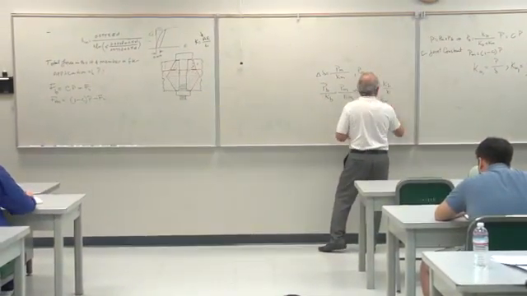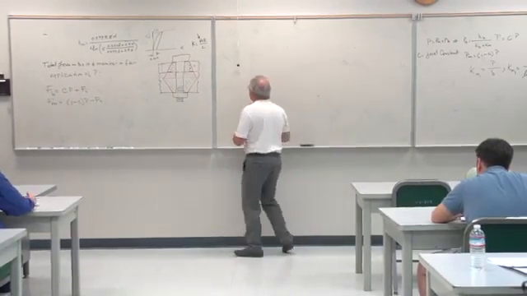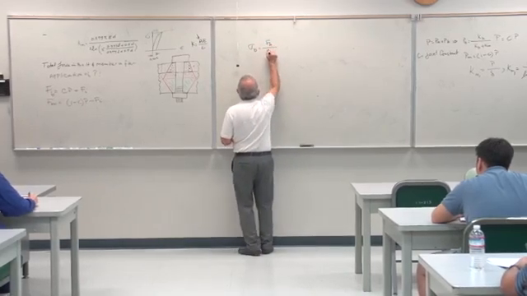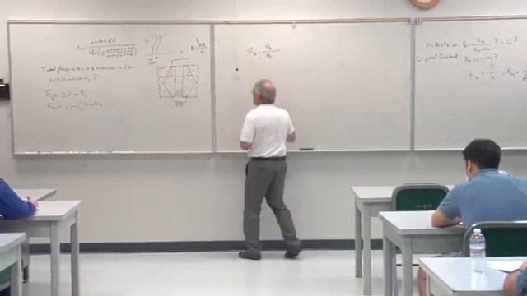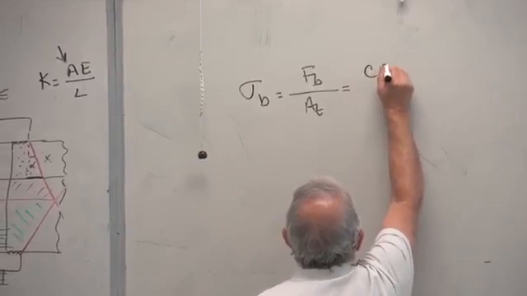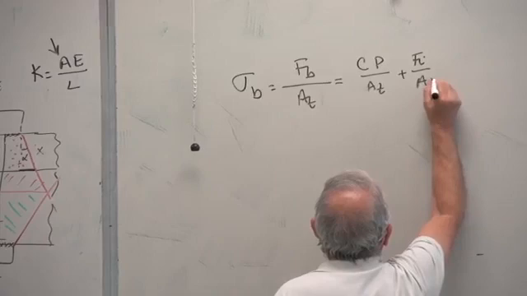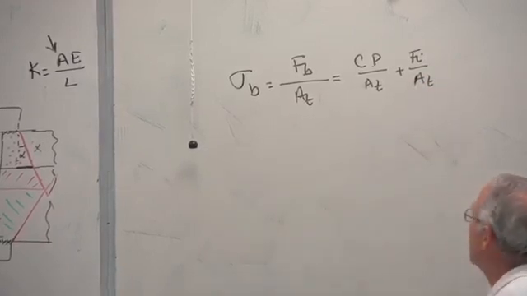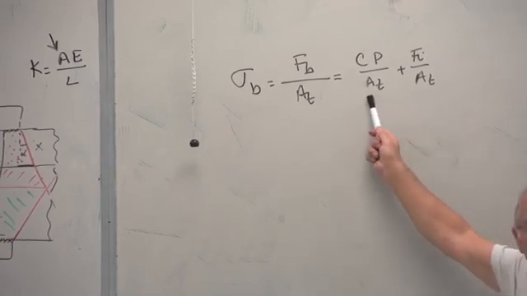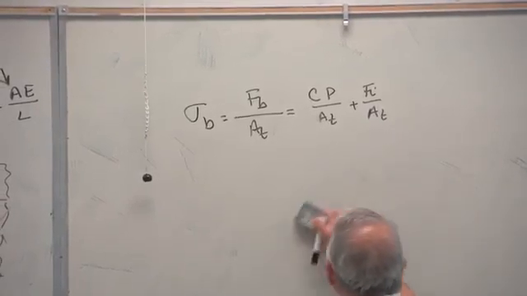First, we have to calculate the stress in the bolt. Sigma B equals FB over AT, the tensile stress area, remember. FB is that, so that's CP over AT plus FI over AT. I write them separate because that's called preload stress. That's called induced stress due to the load P. But you don't have to separate them.